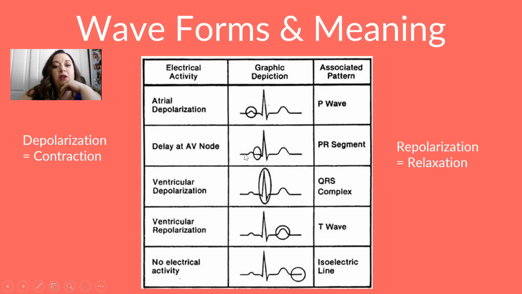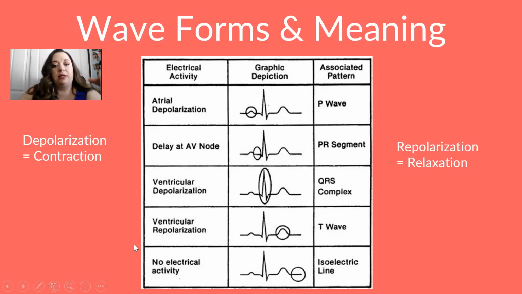So the delay at the AV node, if you look here, it's isoelectric, no electricity moving, goes up to my P wave, and then I have a flat section for a very short period of time before it goes on to my QRS. So that's just the delay that happens when the signal passes through the AV node.